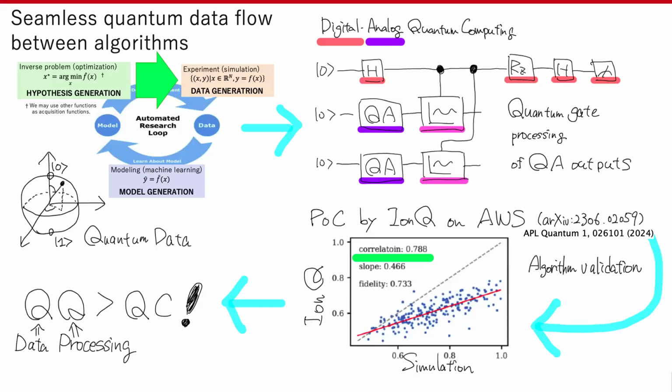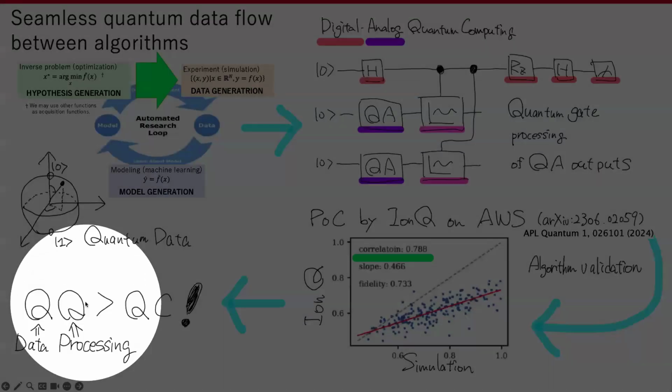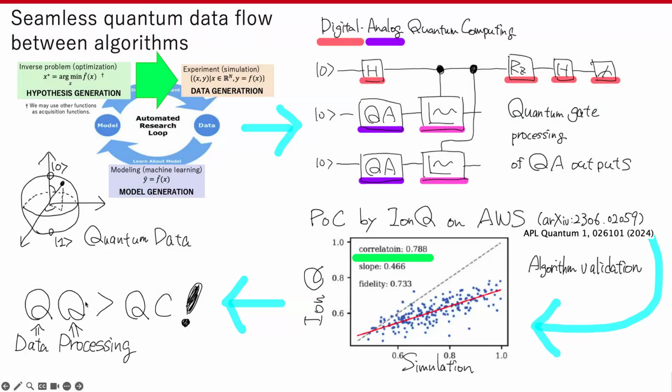And what we showed in a previous part is that quantum data processing performs better than quantum data and classical data processing. So digital analog quantum computing is one possible platform to support this quantum CAE concept.